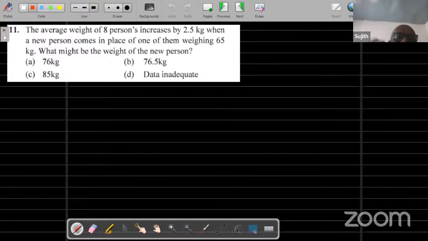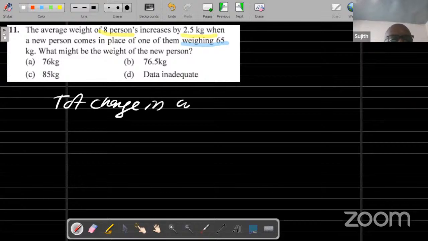Okay, so the 8 people will get an increment of 2.5 kilogram when a new person comes, replacing a person whose weight is 65 kilogram. A person whose weight is 65 kilogram is replaced with a new person. As a result, the 8 people will get an increment of 2.5 kilogram on average. So what is the total change in weight due to the substitution?